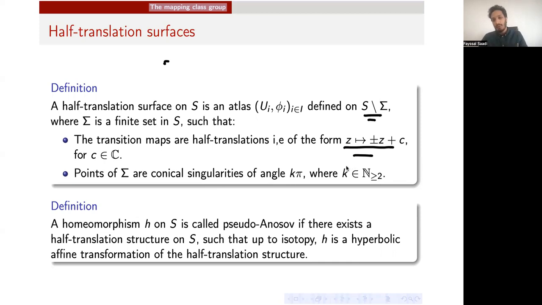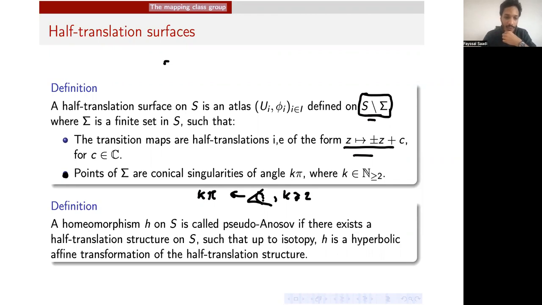And if you define this atlas on S minus sigma, you can pull back the metric on S minus sigma, and then you can extend the metric on S everywhere. If you extend the metric everywhere, we ask that the singular points should be conical singularities, of angle k times pi, where k should be bigger than 2. If you assume that k is bigger than 1, there will be some problems after.